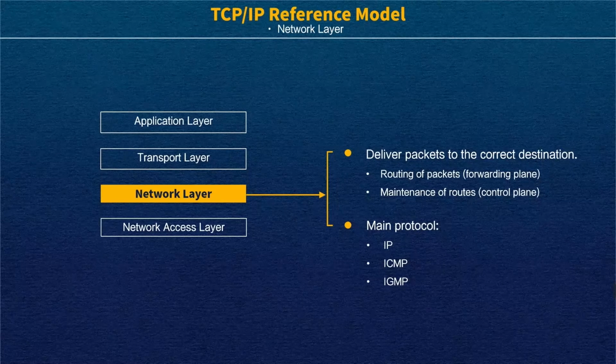One sender and all the destinations can receive. So we have three types. And IGMP is usually used for multicast.